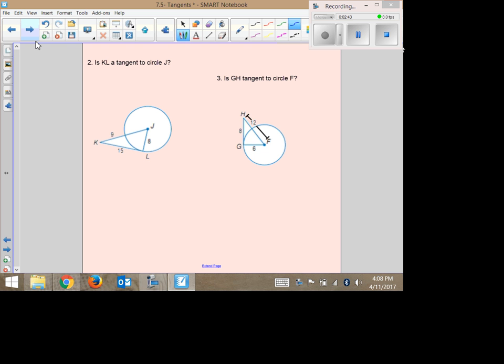So we want to know if segment KL is tangent to circle J. How are we going to figure this out? We want to know if this is a right angle. So seeing that both of these parts right here are radii, you can say that this part is 8, making the whole JK side 17. So does 8 squared plus 15 squared equal 17 squared? Yes. So therefore, it is tangent.